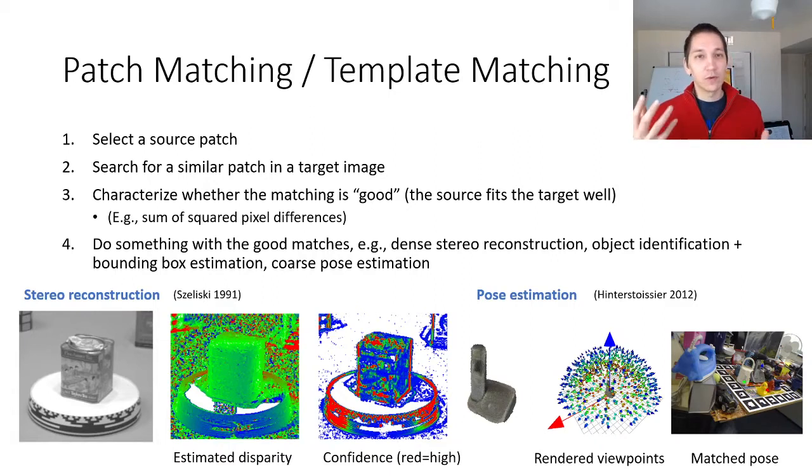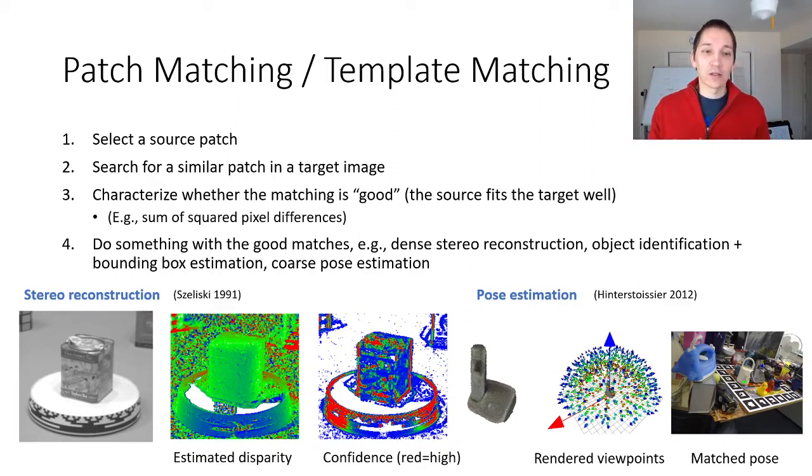Once we've determined whether certain patches match in one part of the image versus the other, we'll then do something with those matches. Whether it's dense stereo reconstruction, such as what I'm showing here on the left, or doing pose estimation, such as what I'm showing on the right, you can do something with those matches to try to accomplish some downstream task.